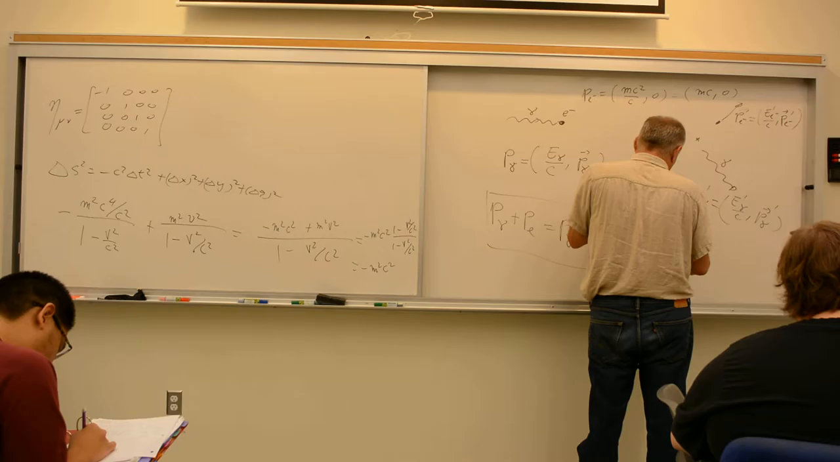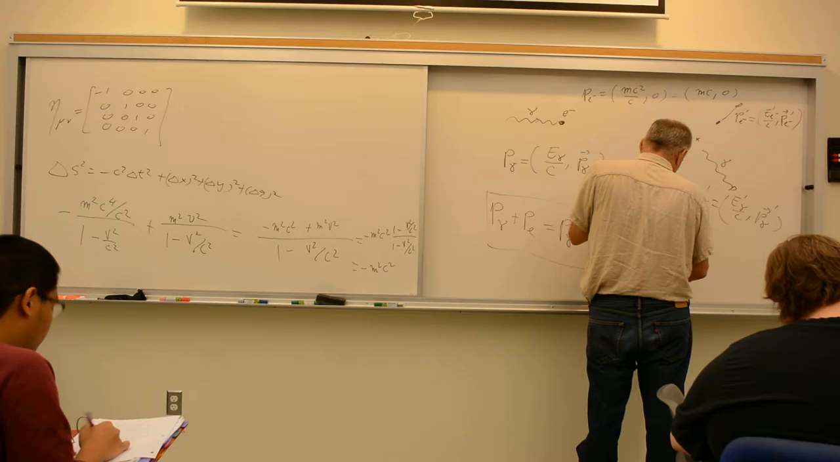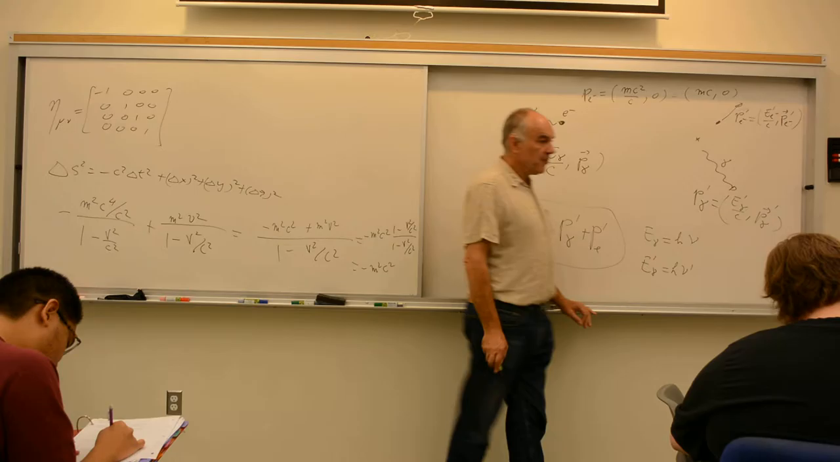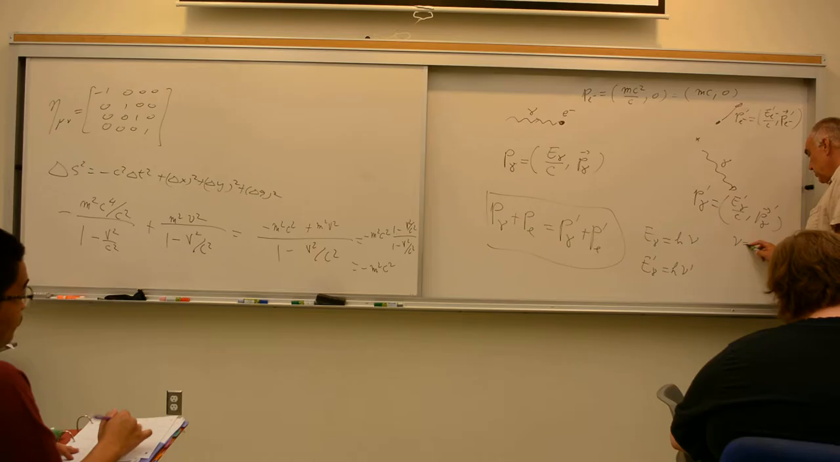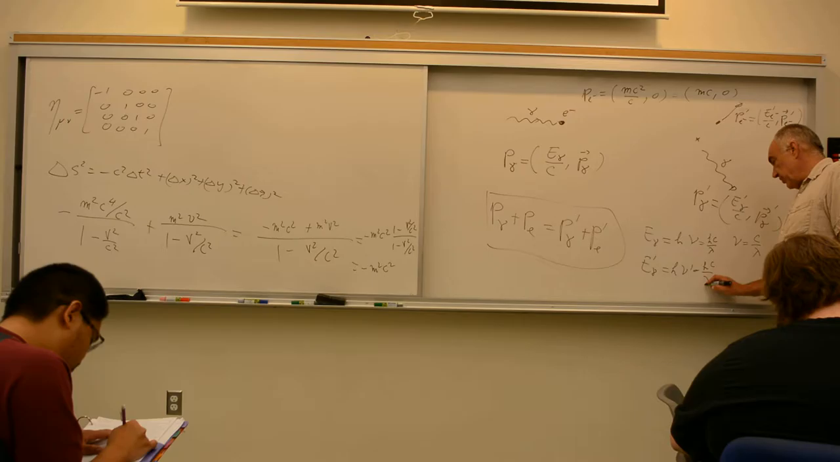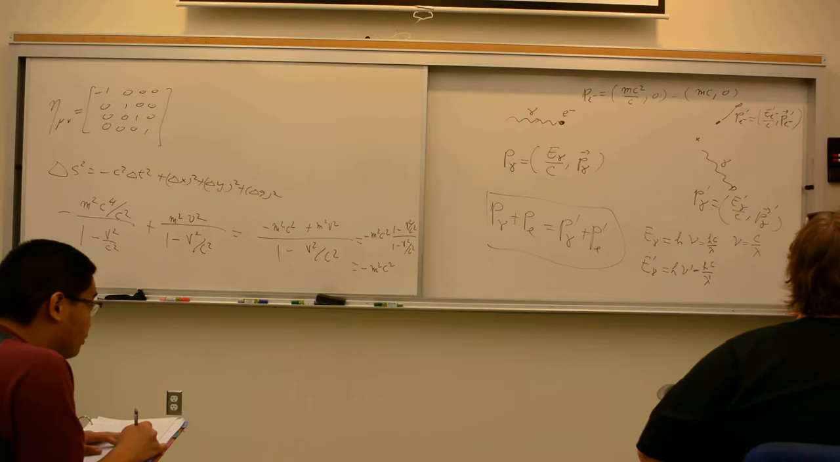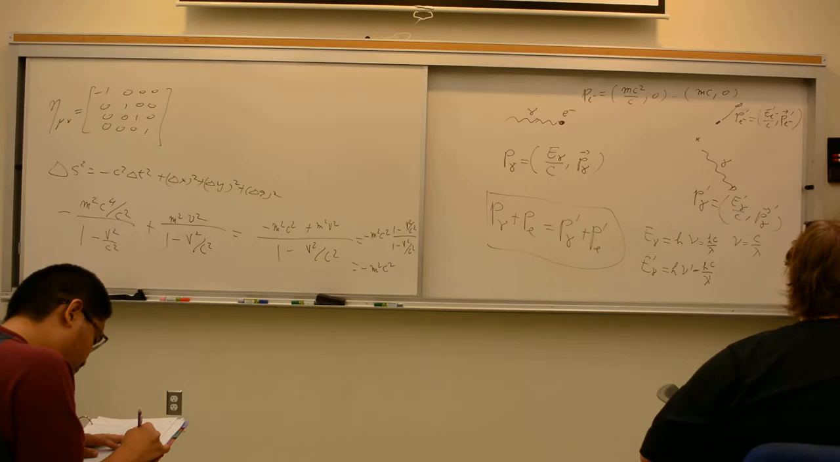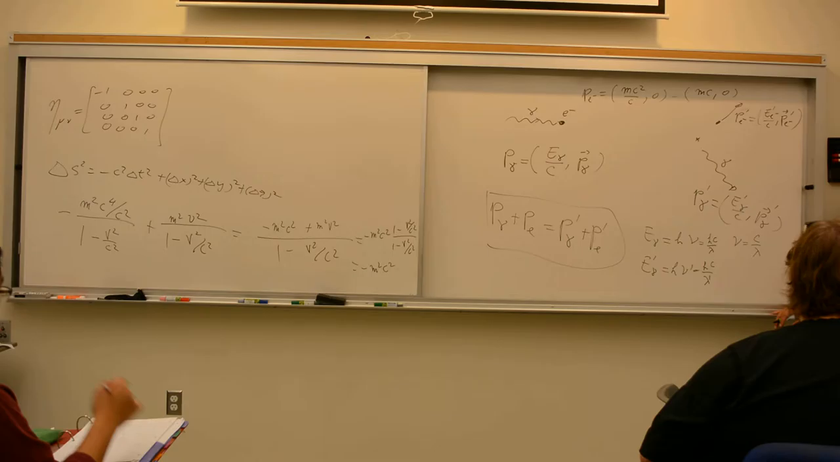And we will make an assumption that the energy of the photon before the scattering is h nu, and the energy of the photon after the scattering is h nu prime. If you use the relationship between the frequency and the wavelengths, you can write that this is hc over lambda, and this is hc over lambda prime. So you can directly relate the energies of the photon before and after the scattering to the wavelengths.